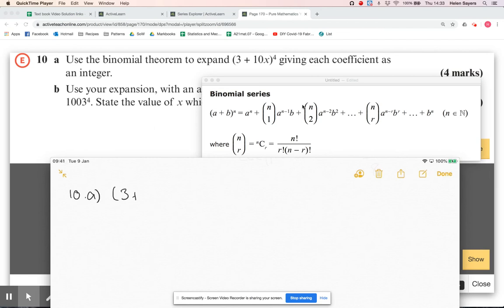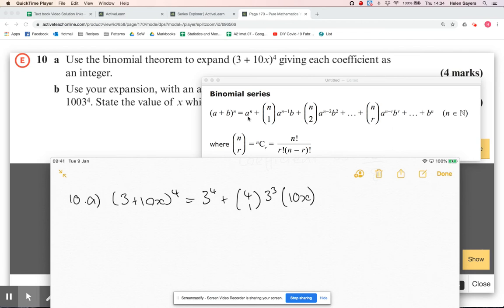So we are expanding 3 plus 10x to the power of 4. So A is 3, B is 10x, and N is 4. And yeah, so they're asking us to expand the whole thing. So my first term is going to be the constant. So that's going to be 3 to the power of 4. That's A to the power of N. Then it'll be 4 choose 1. The power of 3 will reduce by 1. And we'll get 10x, and that is 10x to the power of 1.